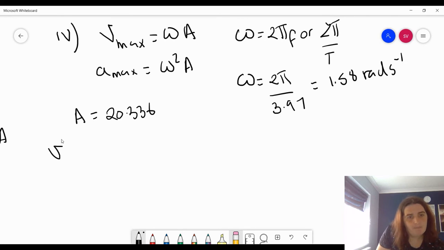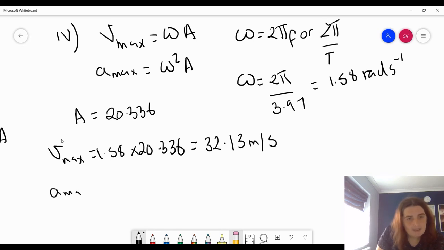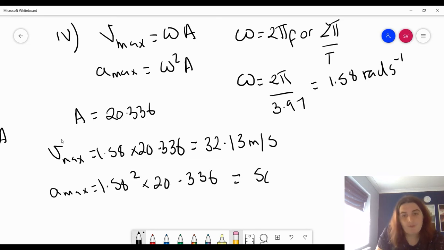And plug them in. So Vmax is 1.58 times 20.336. And that is going to be 32.13 meters per second. And Amax is going to be 1.58 squared times 20.336. And that's going to be 50.84 meters per second squared.